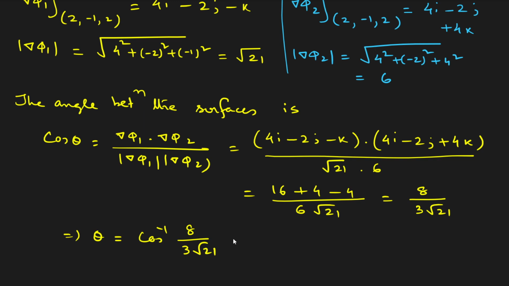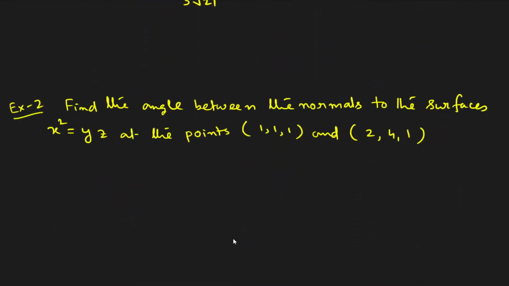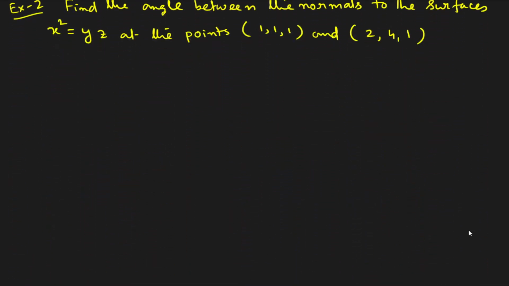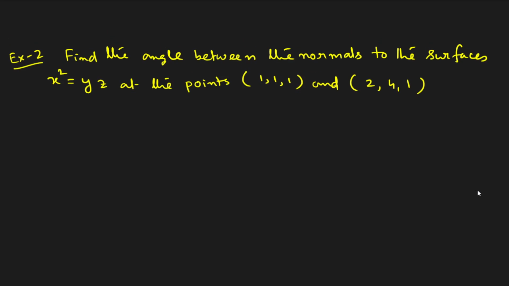So let us take one last problem. Find the angle between the normals to the surfaces. One surface is given, but two different points are given. So what we'll do, we'll make one surface through this particular point and another surface through this particular point. So let phi be x square minus yz. First find gradient of phi. Gradient of phi is what?